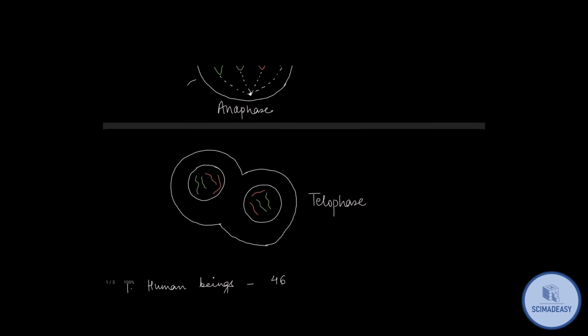Moving on, the chromosomes start to decondense back into chromatin, and two nuclear envelopes form again, creating two distinct nuclei. This is the final step where there is a split in the cytoplasm, and finally the one cell that we began with divides into two different daughter cells.